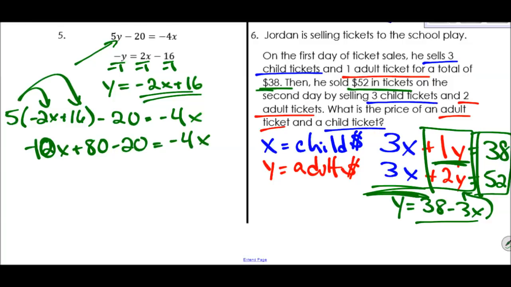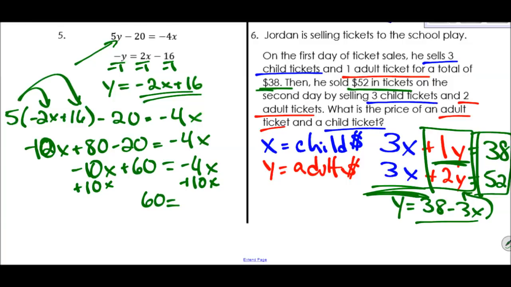I'm going to combine my terms on the left side. -10x plus 60, excuse me, equals -4x. And I'm going to combine my terms to one side. I'm going to add 10x to both sides. That gives me 60 equals 6x. And my last step is dividing by that 6. So x is 10. I have my value for x.